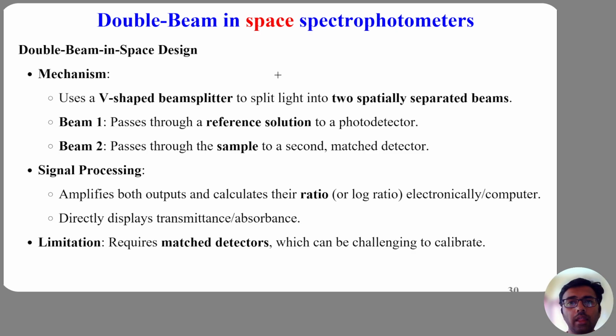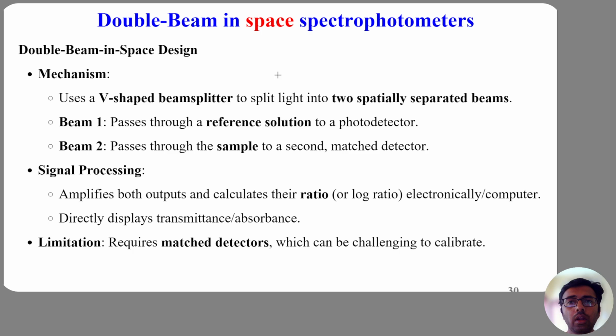Let us analyze the mechanism deeper. A V-shaped beam splitter creates two beams. Beam 1 forms the baseline, beam 2 measures the analyte. Electronic circuitry calculates the signal ratio continuously. Any instantaneous lamp fluctuation affects both beams equally, therefore it cancels mathematically.